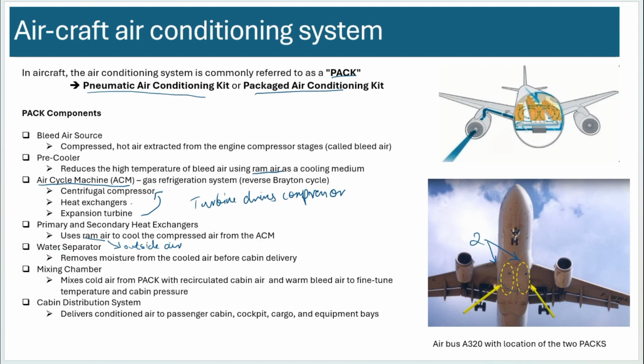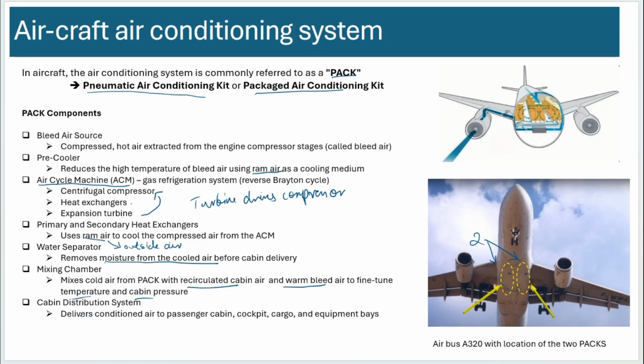When the air gets cooled in the expansion turbine, the temperature drops so much that there could be moisture forming. So we need a water separator so that all that moisture doesn't go into the compartment. So this removes moisture from the cold air, okay, the condensed water. Then we have a mixing chamber that mixes the cold air that comes out from the water separator, and it is mixed with recirculated cabin air and also the warm bleed air so that you maintain both the temperature and pressure.